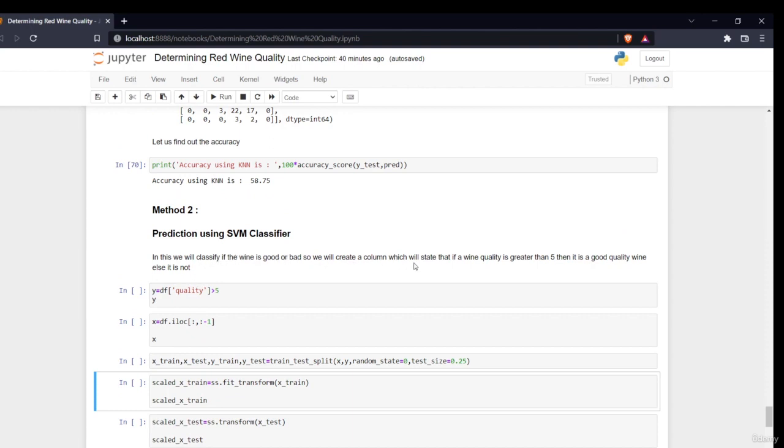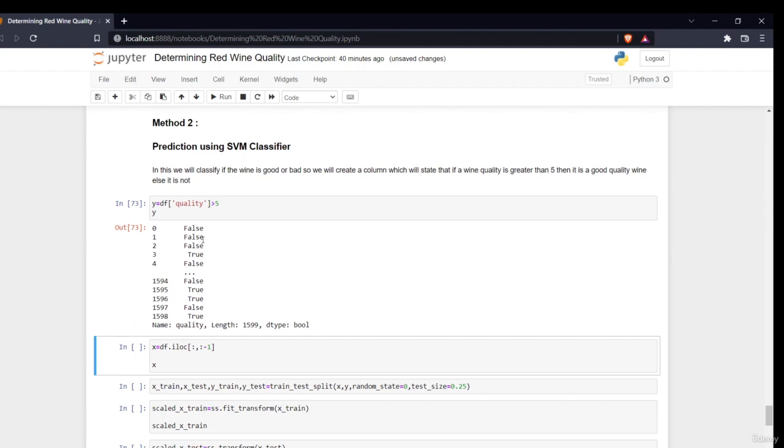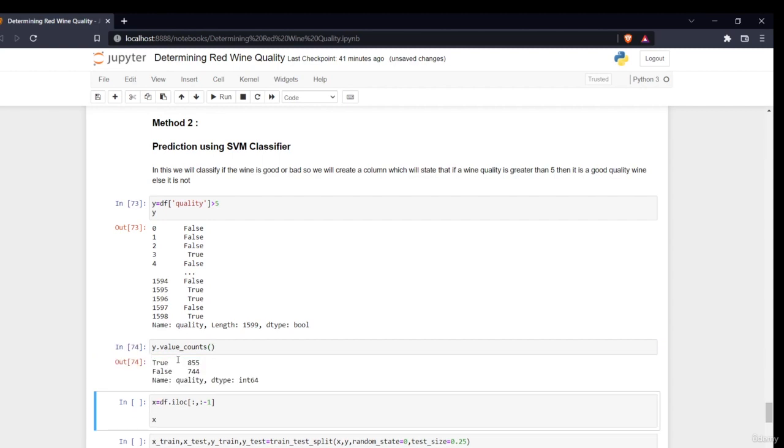So we'll create a column which will state that if a wine quality is greater than 5, then it is a good quality wine, else it is not. So I'm just saying y equals df quality is greater than 5. Wherever the quality is less than 5, it is false. Wherever the quality is greater than 5, it is true. Let's see if value counts work in that or not. Value counts. Okay, yes. The true are around 855 and false are around 724. So this is a pretty well balanced data set.